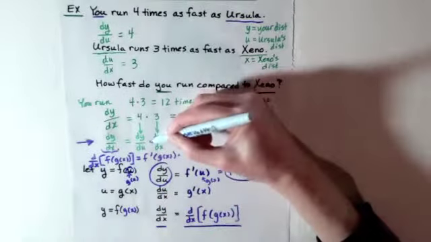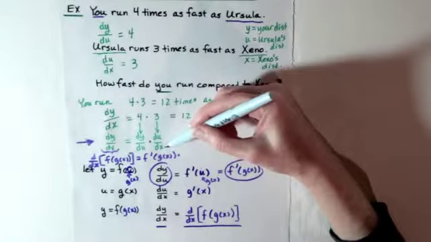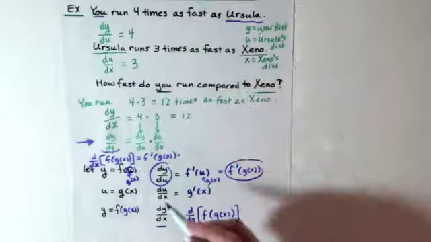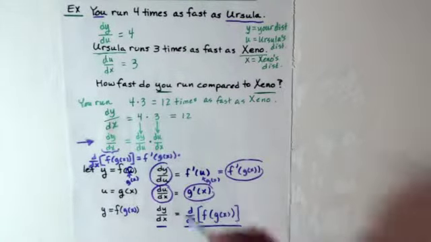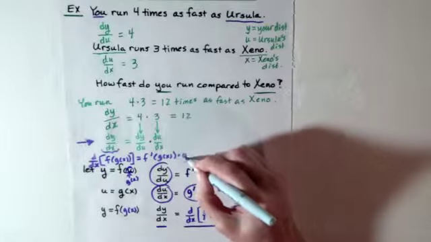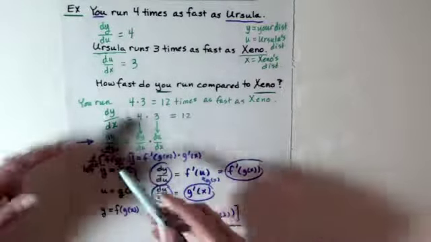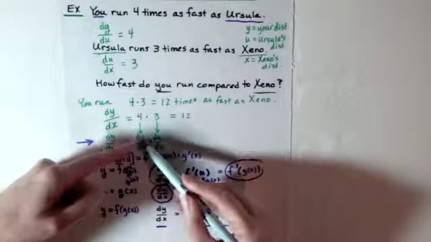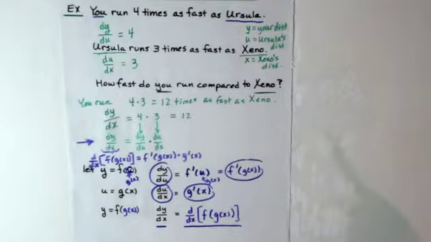And then I'm going to put times, because I can see there's a times here. And the second factor on the right side is du dx. Where is that? That's right here. Du dx is g prime of x. So here I'm going to write times g prime of x. And all I've done is translate each of these things into the alternate notation for the derivative.